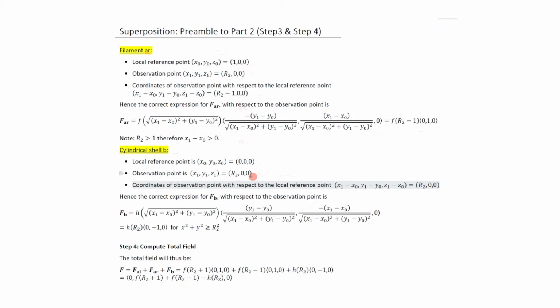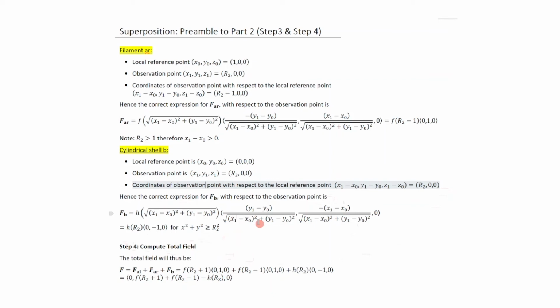The observation point is still the same, and so the coordinates of the observation point with respect to the local reference point will take on this value. Hence, the correct expression for FB with respect to the observation point in this case will just be this value, which is when you're just outside the cylinder. And of course, our observation point is outside the cylinder, so this is in fact the correct expression to use.